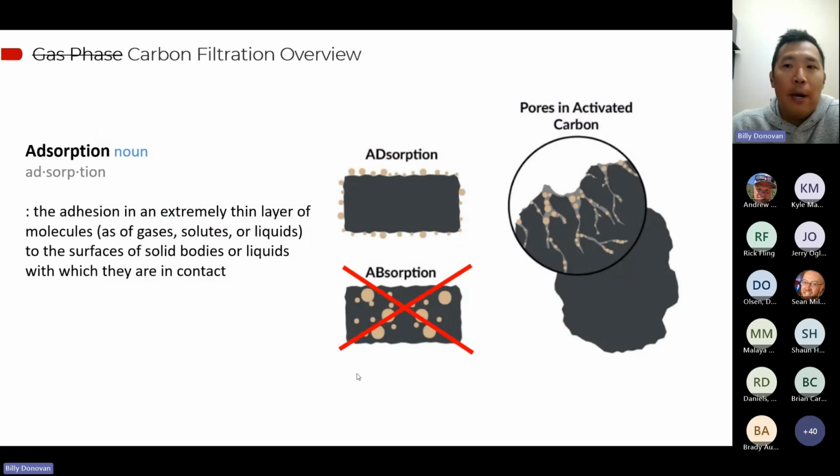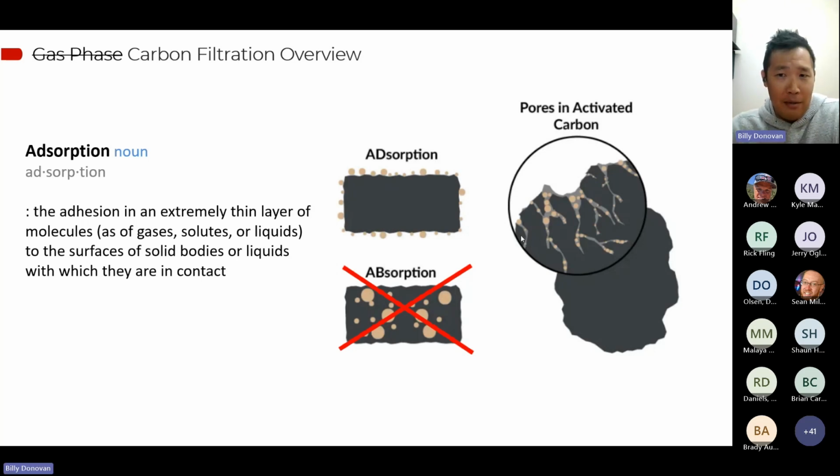Well, we can accomplish this by using a media with a large surface area like activated carbon, and then drawing upon the process of adsorption. Adsorption is when molecules stick to a surface. Absorption, with a B, is when molecules are dissolved or diffused into a substance.